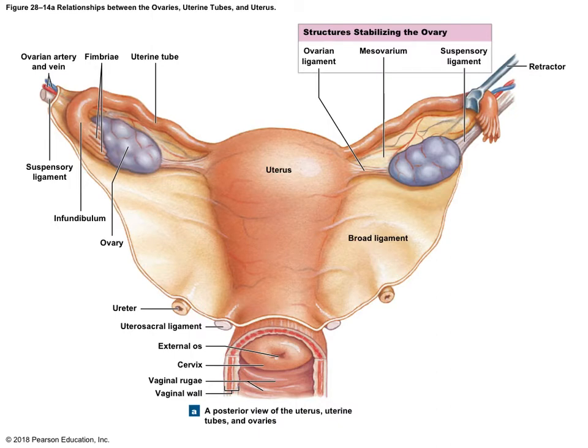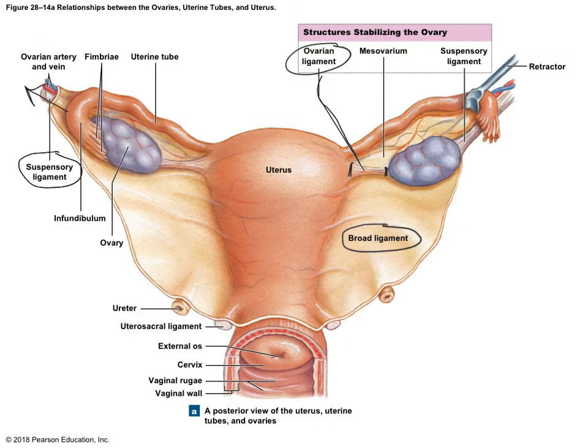The ovaries and the uterus are suspended in the pelvic cavity by ligaments. The broad ligament is a wide fold of peritoneum that connects the sides of the uterus to the walls and the floor of the pelvis. The ovarian ligament extends from the uterus to the ovary. The round ligament, which we can't see on this diagram, but we'll see it on another diagram later on, extends from the uterus to the pubic bone. And then there's the suspensory ligament, and the suspensory ligament extends from the ovary to the pelvic wall.